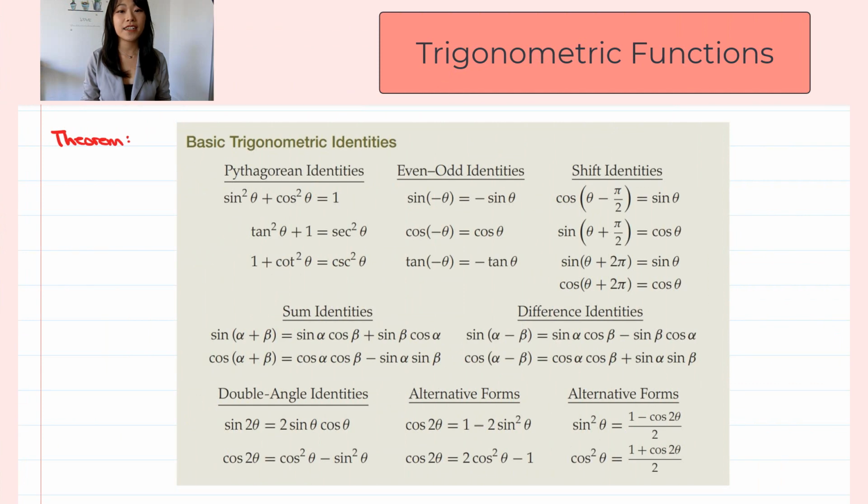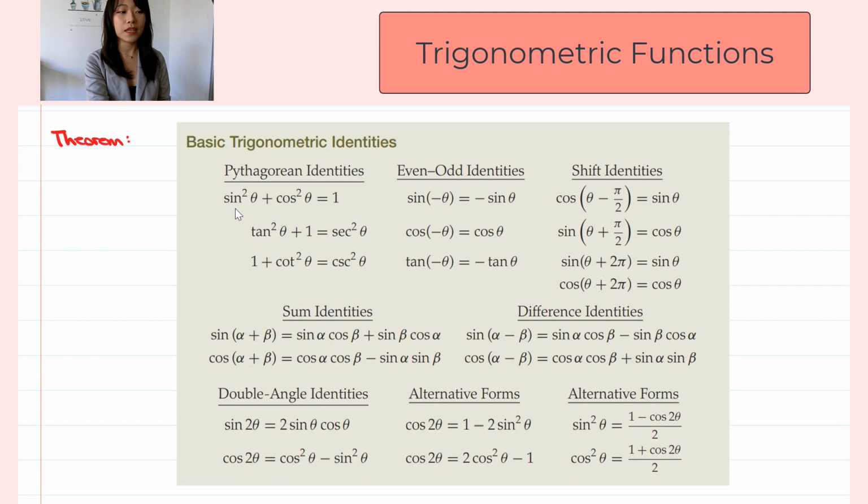And here are some basic trigonometric identities. They are the Pythagorean identities. You can derive them using the ratios of the trigonometric functions. For example, the first one, sine squared plus cosine squared equals 1.